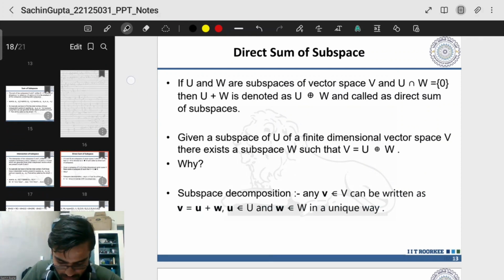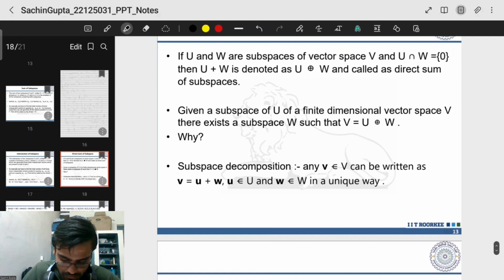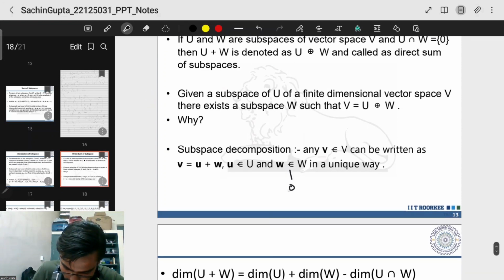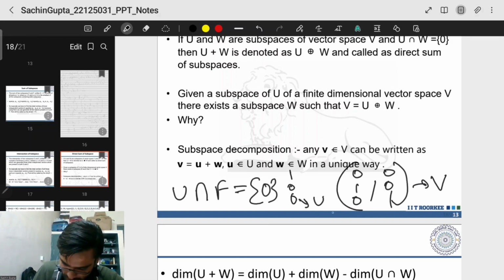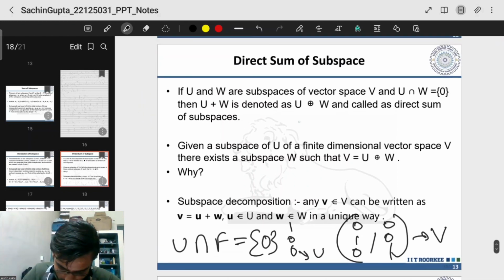Now the direct sum of subspaces. If U and W are subspaces of a vector space, then U plus W is called a direct sum if U intersection W is equal to 0. That is, if in one subspace 1 0 0 is there and in the other subspace a different vector is there, then U intersection W is equal to 0, because one is present in U and the other in W, but their intersection does not have common linearly independent vectors. So then U plus W will be called the direct sum.